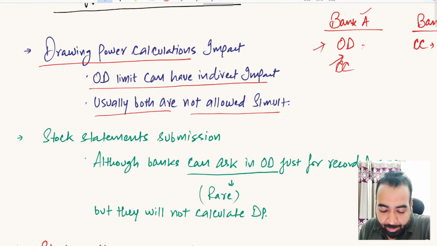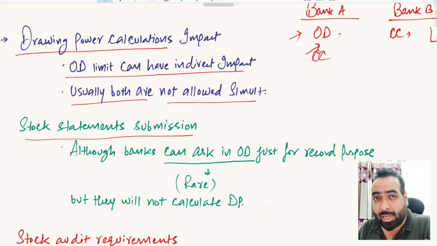Similarly, stock statement submission. In cash credit limit, stock statement submission is mandatory. Sometimes people message me that I have a CC limit of only rupees 5 lakh, only rupees 1 lakh, or only rupees 10 lakh. Does the stock statement requirement apply to me or not? So friends, whatever amount of limit you avail, if you are availing cash credit facility, stock statement shall be applicable on you.